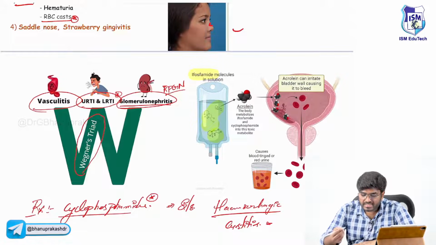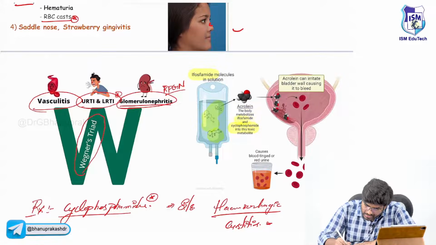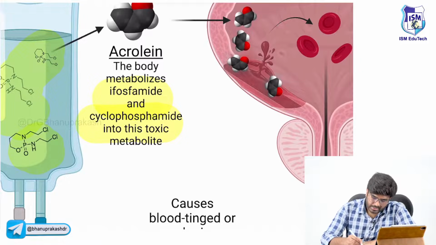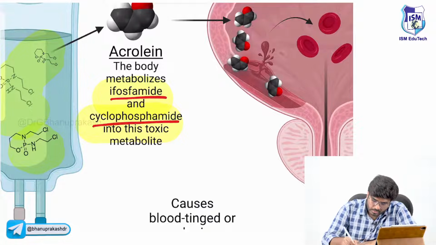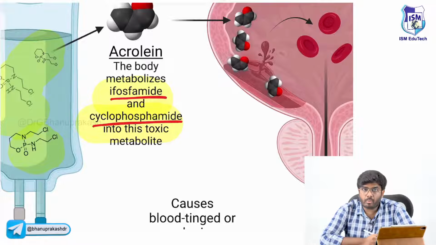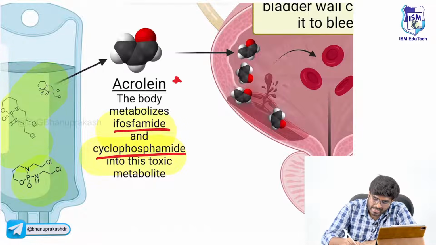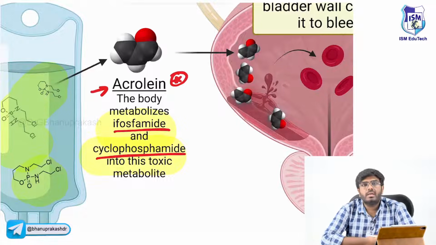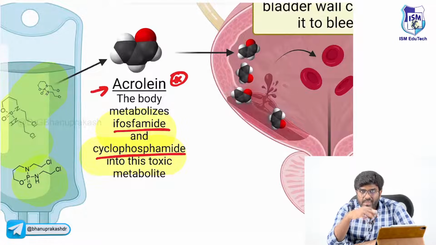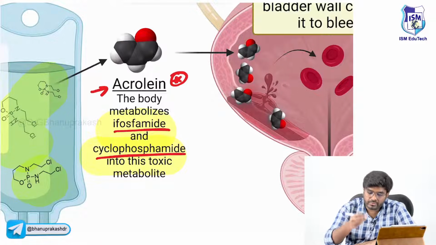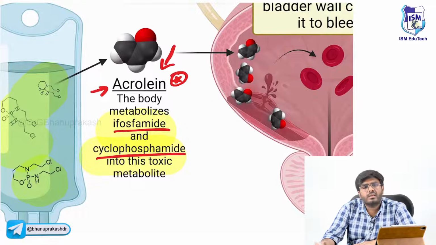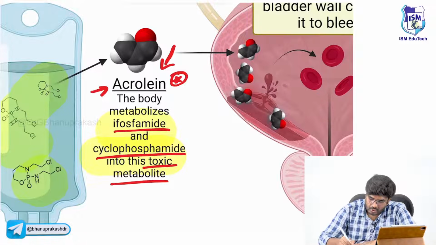Now in the body, cyclophosphamide and ifosfamide, these are the drugs. Remember, same cyclophosphamide and ifosfamide. They are going to be broken down in our body into a substance called acrolein. This is MCQ. So the cyclophosphamide, whatever you have given, is going to be broken down into acrolein. It is something toxic to our body, a toxic metabolite.